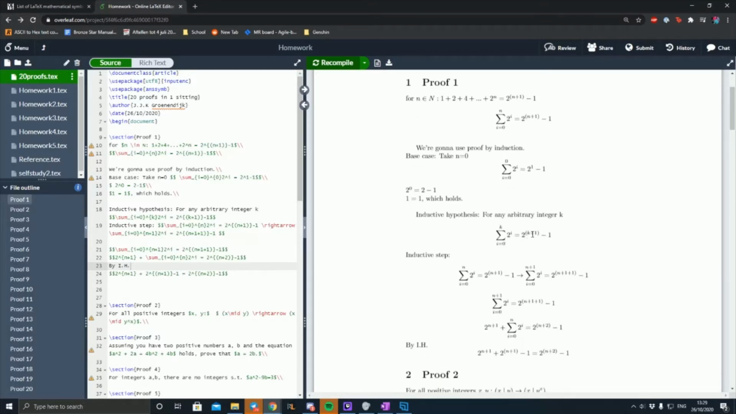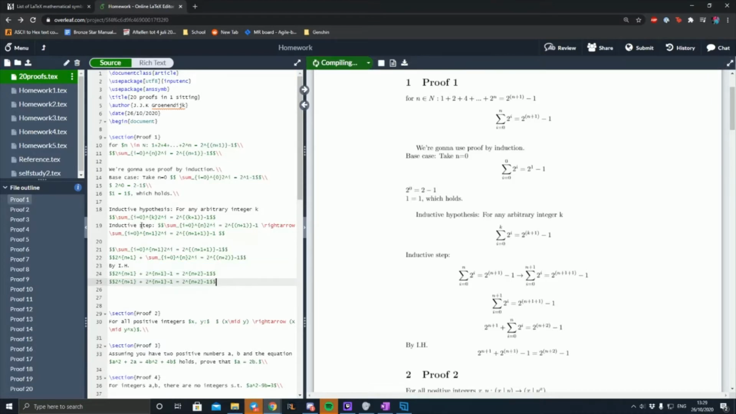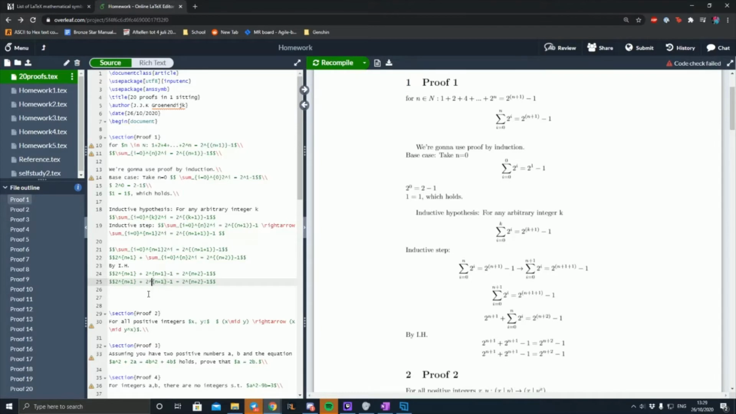Oh, I think I'm forgetting something. So 2 to the power n plus 1. Yeah, no, I think I'm still correct. So let me take away these brackets here. They're unnecessary. And then this should theoretically just be equal. Let's hope it is, because otherwise I'm making a mistake.